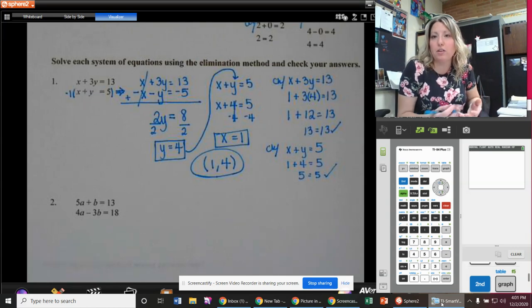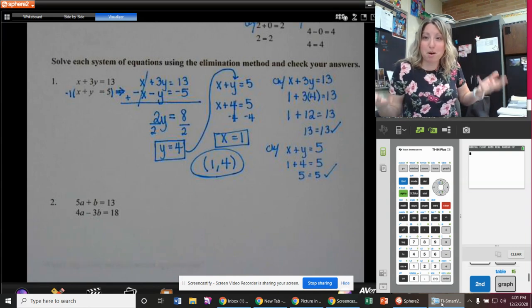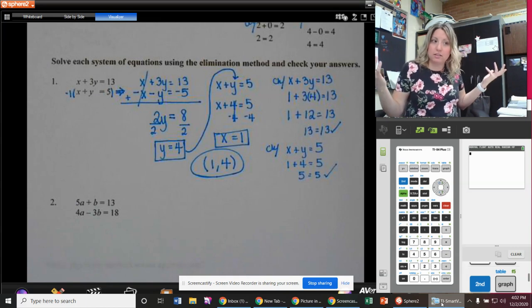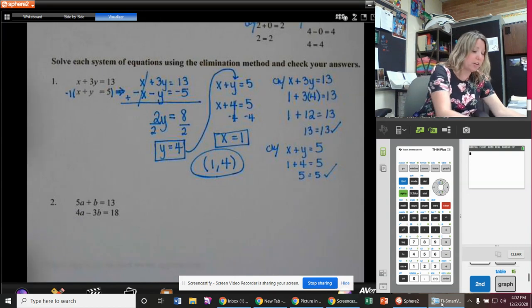Okay. A lot of people like the elimination method better. I know just for lines, I do, because you get to line them up, add them up, right? It's nice. Getting rid of one of the variables by opposites. Additive inverse. Speaking of, let's look at number 2.